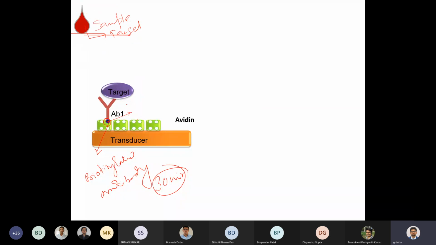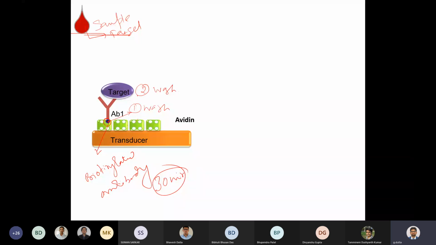Now, after binding the target, we have to wash. How many times do we have to wash? First avidin, then on the avidin coated surface we bind the biotinylated primary antibody, then we have to wash. That is washing number one. Then second, we add the target, then we have to wash.